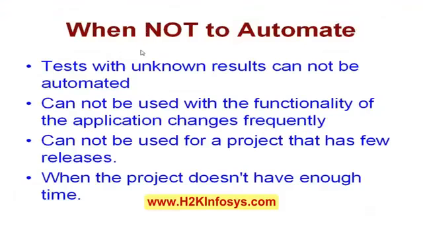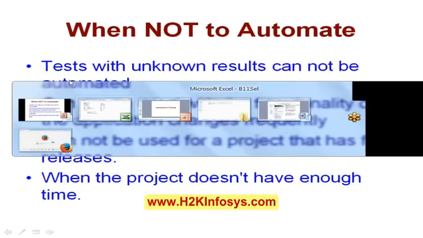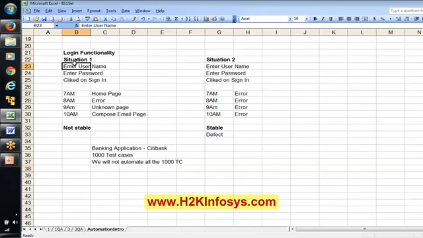We are going to filter the 1000 test cases based on these points. Here, any test with unknown results cannot be automated. It's actually again talking about stability. Say you know the input, like you're entering username, you're entering the password, and you are clicking on sign in. After you click on sign in, you are not sure what page it is going to give to us.